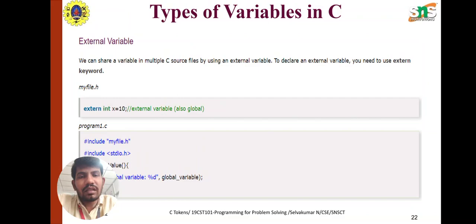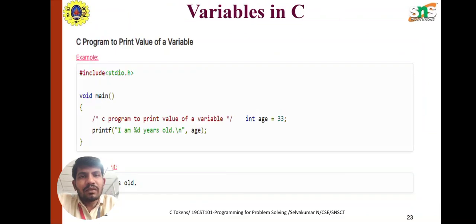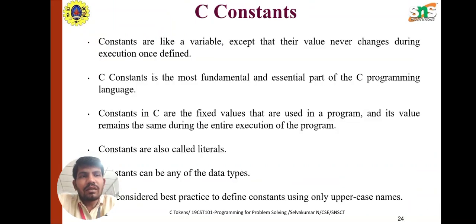In this section the types of variables were explained. Next, an example of variables in C. Include stdio.h, void main. We just have to print the variables. int age equal to 33. printf "I am %d years old", age. The output is: I am 33 years old. That's all.